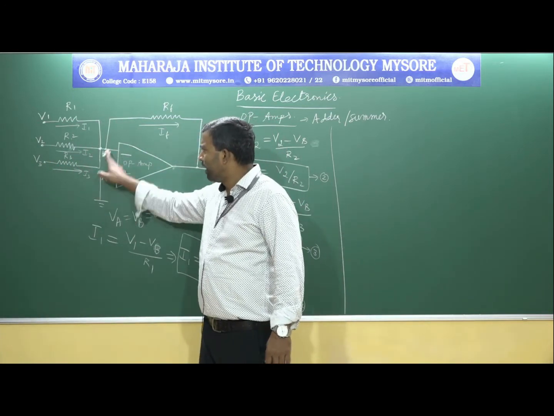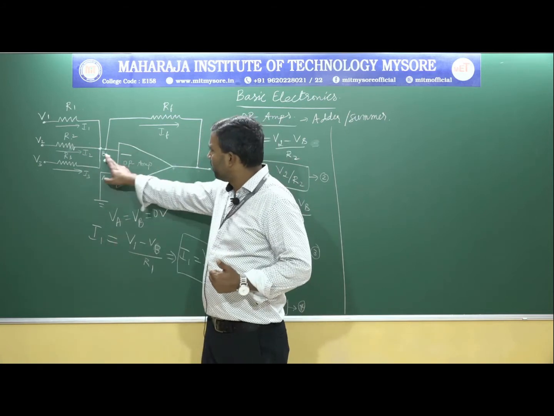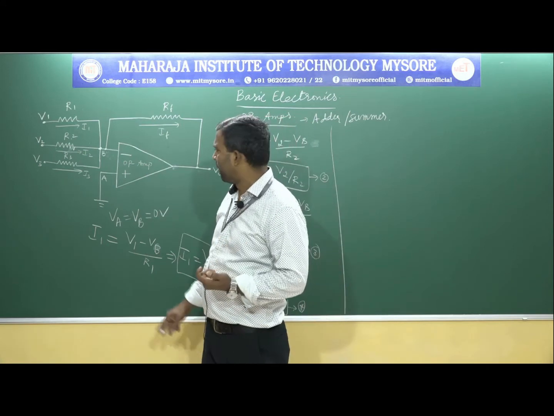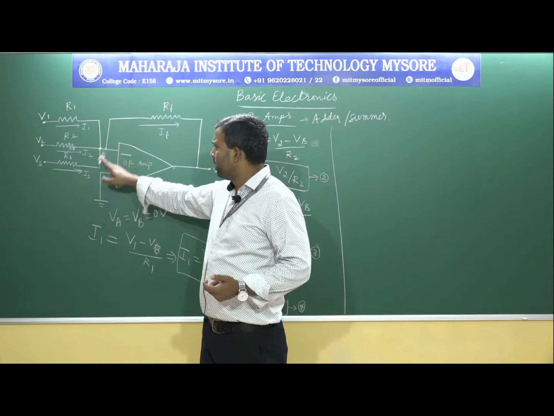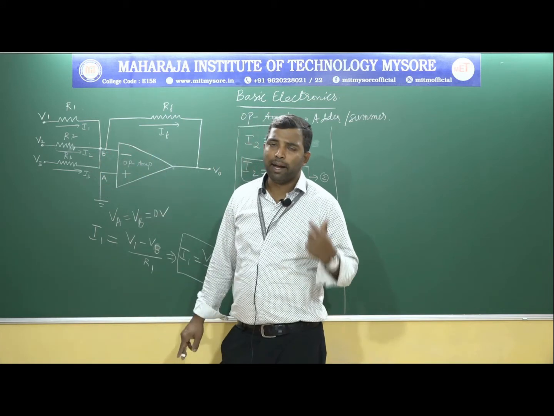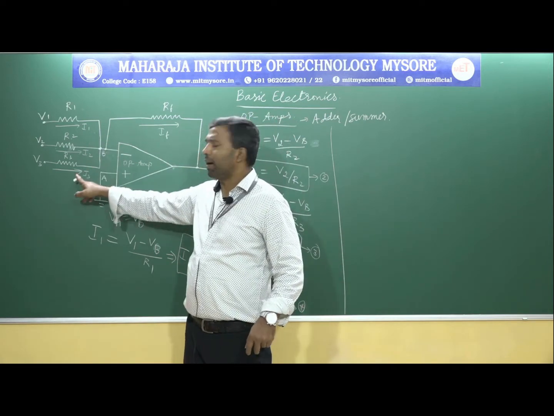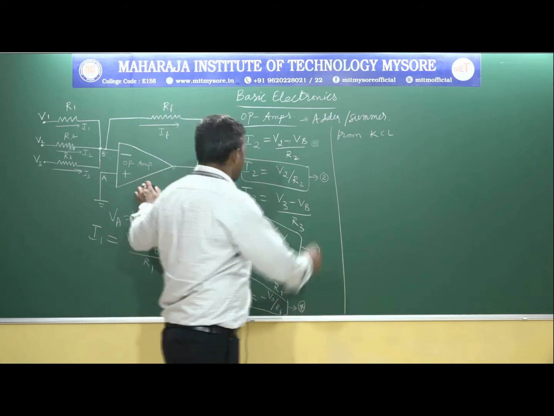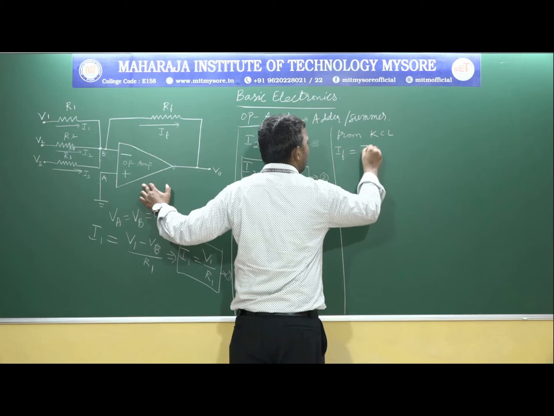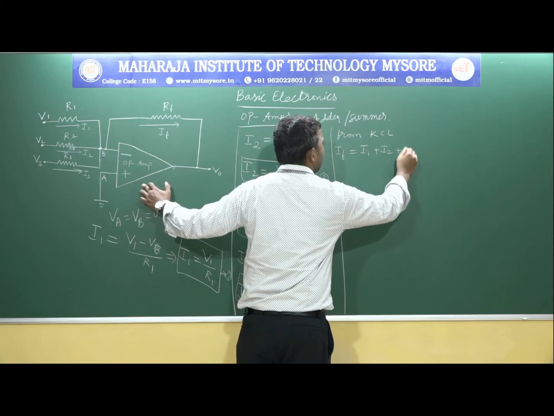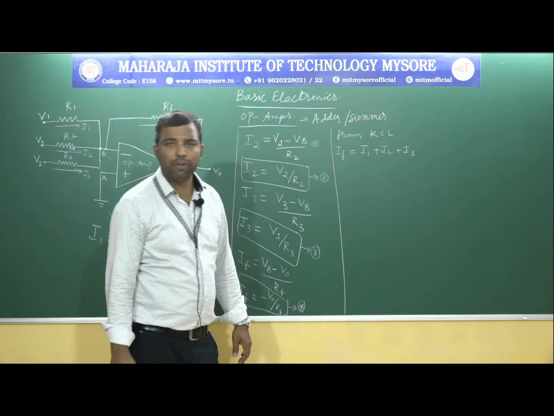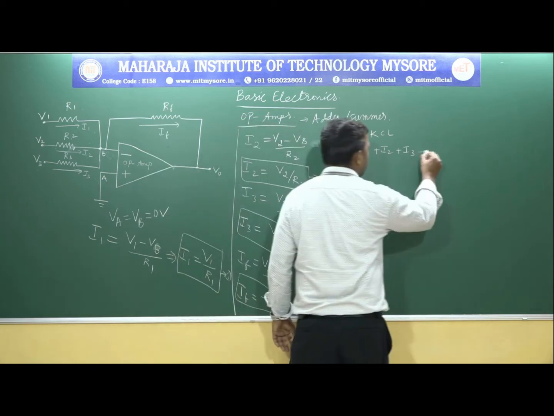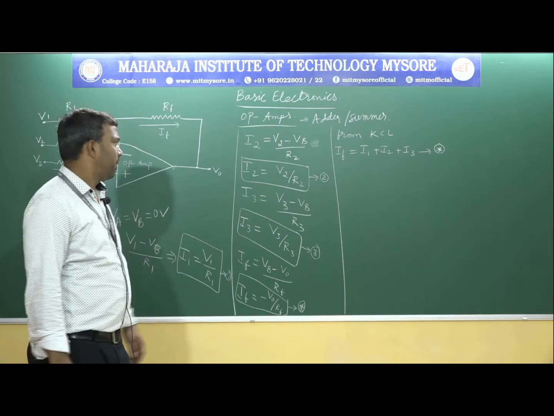I1, I2, I3 are the entering currents, and IF is nothing but the leaving current. Hence, by using Kirchhoff's current law, I1 plus I2 plus I3 is equal to IF, or IF equals I1 plus I2 plus I3. The sum of the incoming currents equals the sum of the outgoing currents. I will call this expression star, by using Kirchhoff's current law.